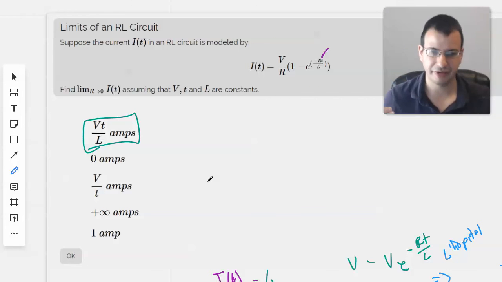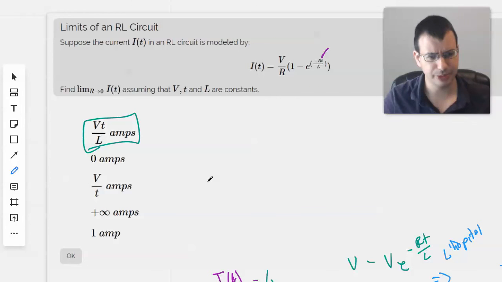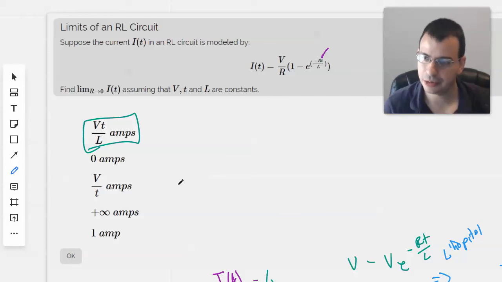So it's good to have an idea of what they're asking for, but try not to get too intimidated when they're like, all right, here's this formula, work with it. So that's how you approach this kind of problem.